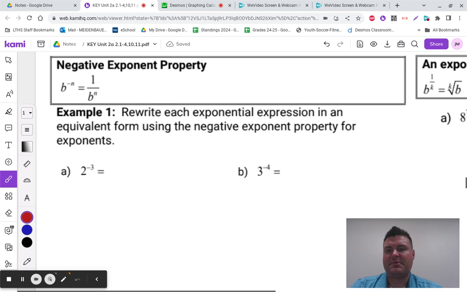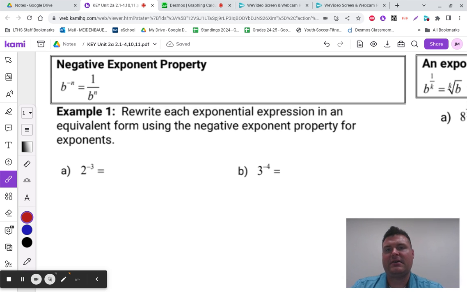Negative exponent property. All this is, a negative exponent becomes the denominator inside of a fraction, as you can see in that property right there. So if I had to rewrite 2 to the negative 3, it's the same thing as 1 over 2 cubed. Okay, which by the way is 1/8.